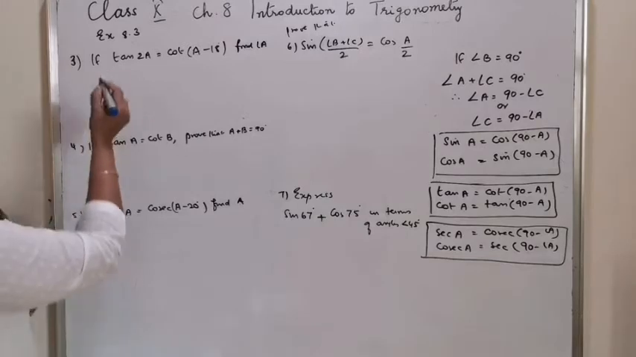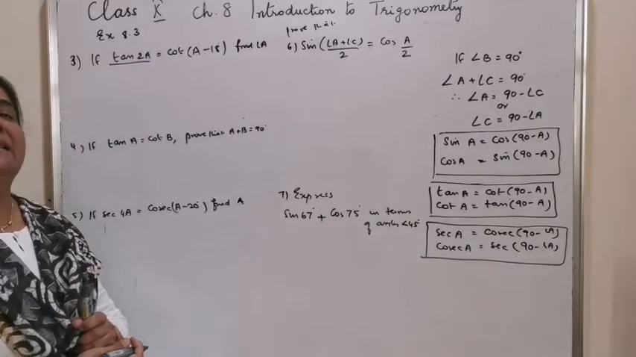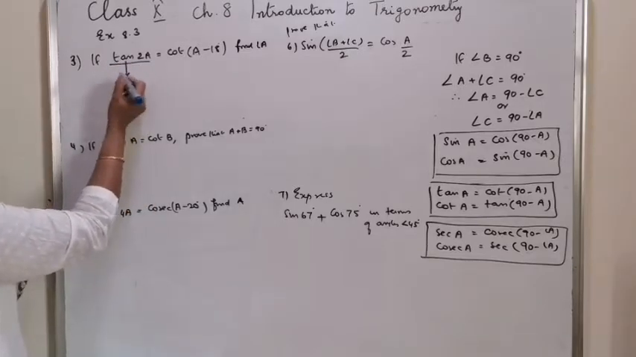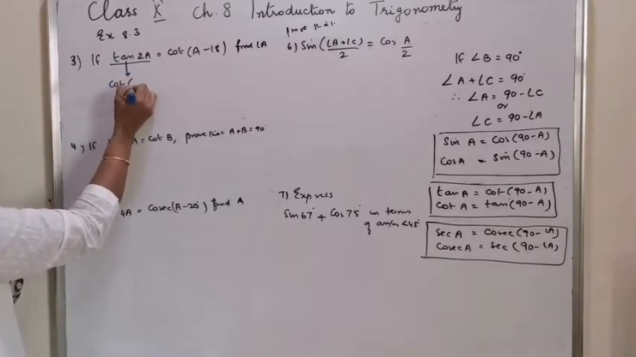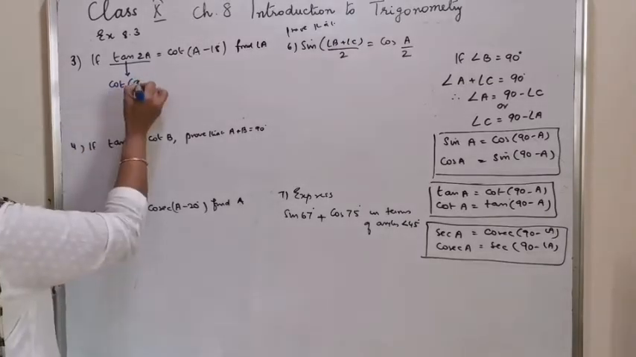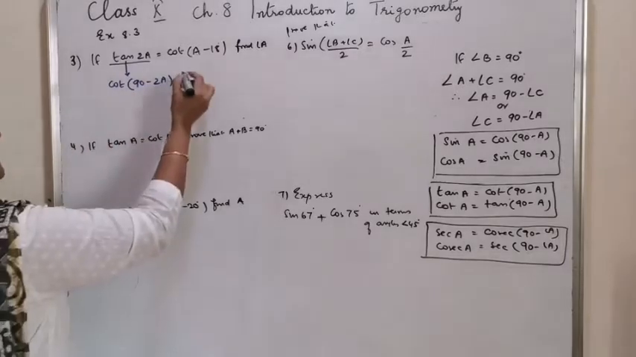So, tan 2A is the same as cot A minus 18. Let's change tan into its complementary. The tan ratio will change into the cot ratio. At the same time, 2A will be changed as 90 minus 2A, and the right side remains the same.